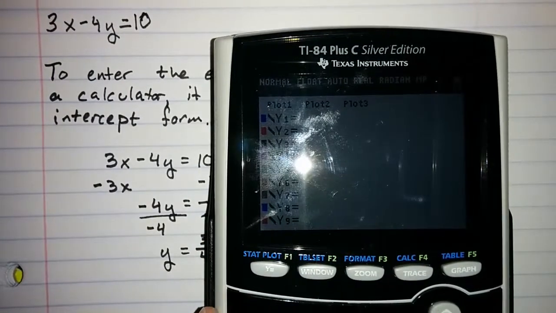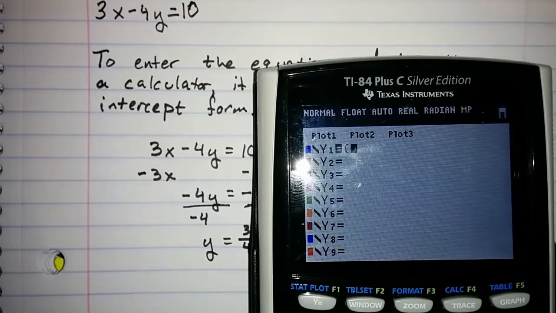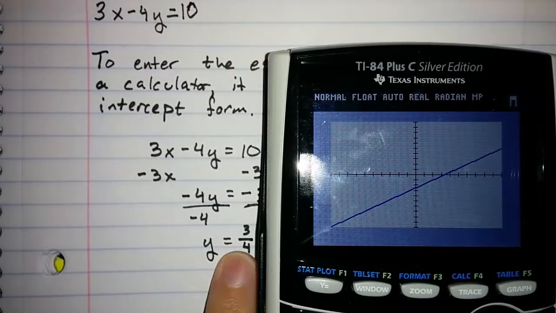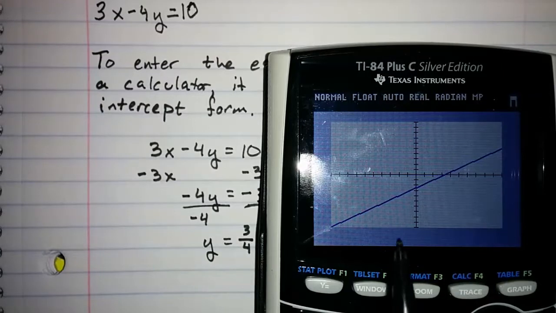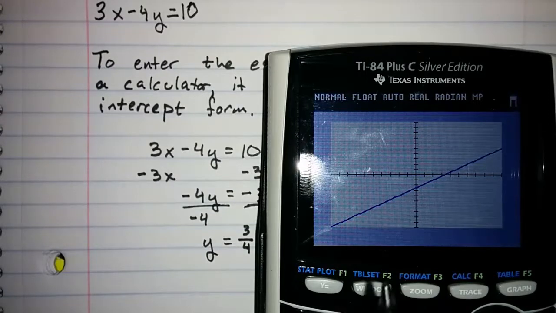Okay. Again, I'm in that y equals screen. So I'm going to enter my 3/4 in parentheses, x, minus 10/4. And now I'm going to look at the graph. Okay, so I see my graph sloping upward, which I would expect with a slope of 3/4. But I noticed something. My x-axis is kind of stretched out here, so I'm not getting a real good idea of what the slope looks like.